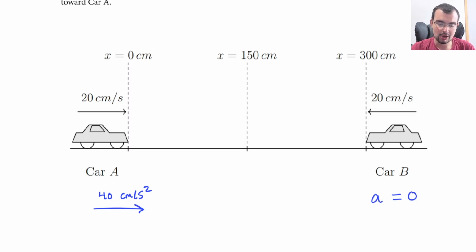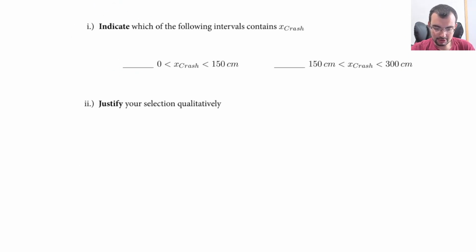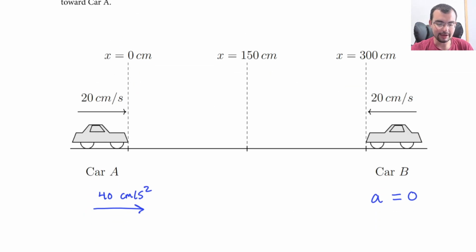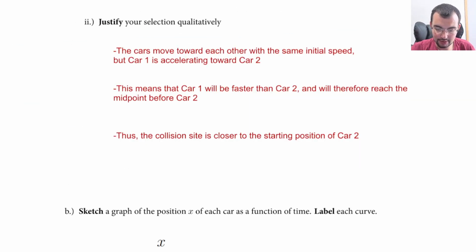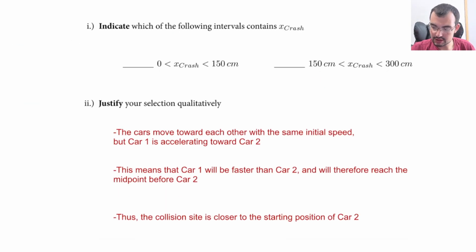So we can use the same argument we made with the runners. The faster runner reaches the midpoint first, so the collision happens on the slow person's side. So similarly, we can say that since car A is speeding up, car B is not, and they start at the same speed, car A will always be faster than car B, so car A will reach the midpoint first. So the collision is going to be somewhere on car B's side. That puts us in the right range.